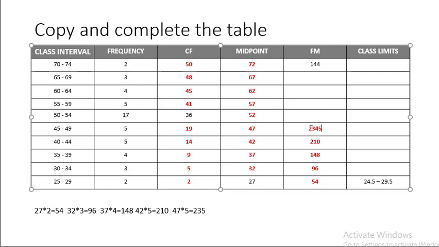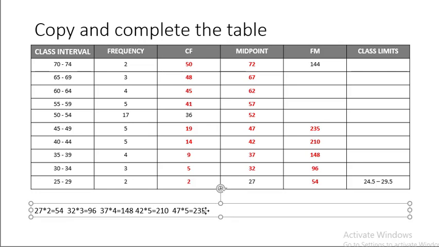235. Sorry, 235. So the next one is 52 times 17. Come here, let's solve it out. Let's see. 52 times 17 is equal to 884. So you put the 884 here.